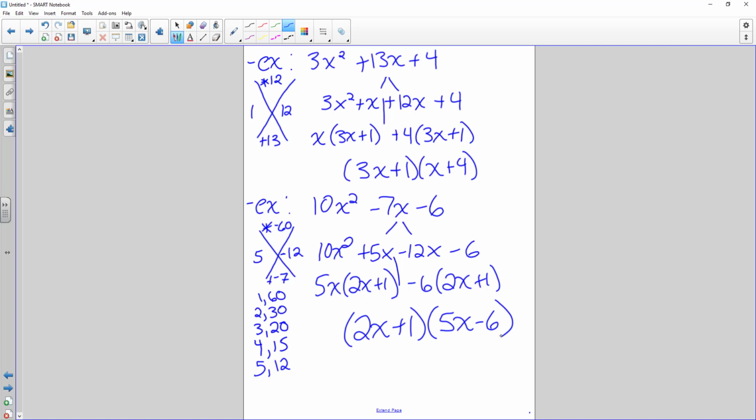Okay, so that's quite a few examples on factoring trinomials. One thing I will note as well is there are a lot of different ways to do this. This is one method, but if this method didn't work, there's other ways. Trial and error. There's a box method. So just so you're aware, this isn't the only way to solve these.